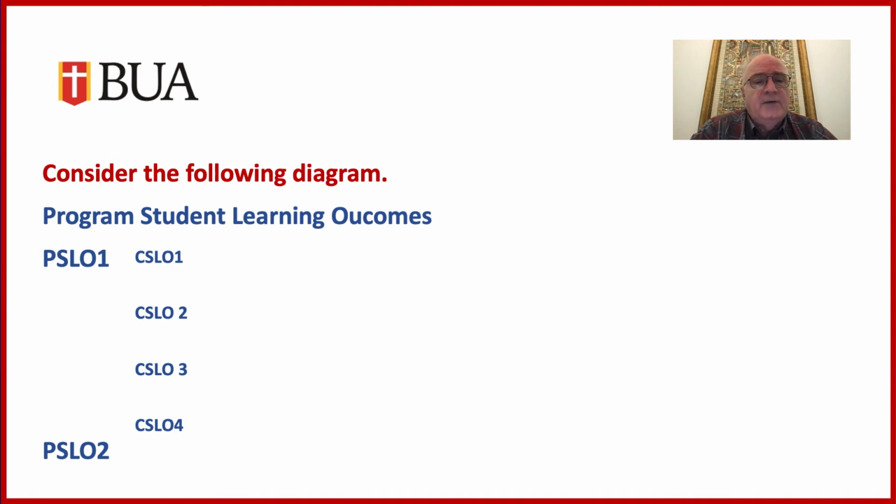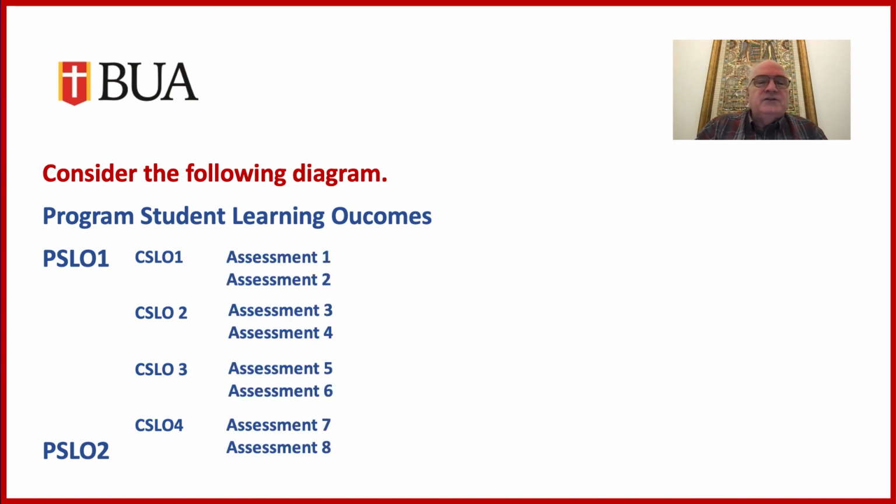Now, each PSLO is supported by courses, and this particular course falls under PSLO 1. And this course has 4 course learning outcomes. I hope you're beginning to see a pattern here. Program student learning outcomes, 4 of them. Course student learning outcomes, 4 of them. And then each of the CSLOs has an assessment that is linked to it in the course. Maybe in this example, we have 2 assessments to CSLO 1.